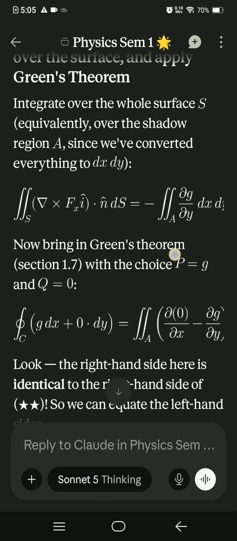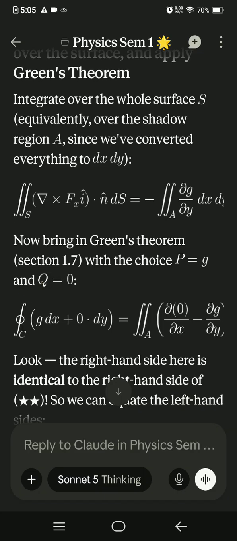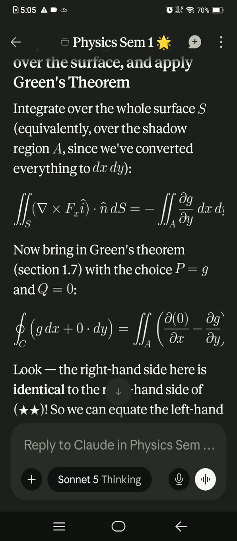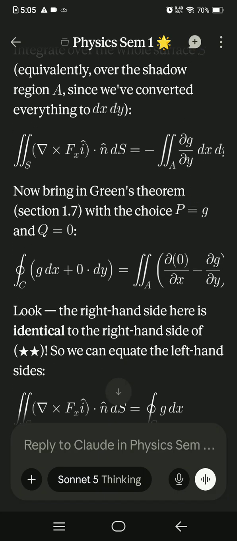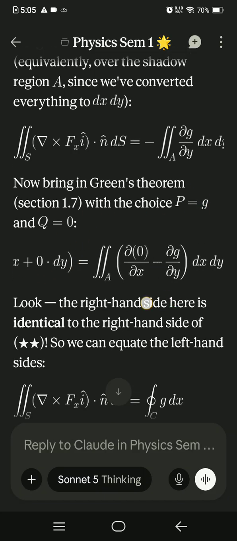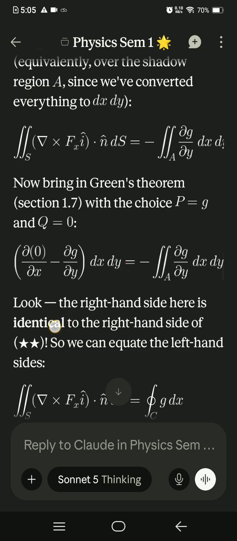Now bring in Green's theorem with the choice P equals g and Q equals 0. With the choice P equals g and Q equals 0. Why? Let's use Green's theorem with this condition. Okay, so this becomes 0 and we are left with this.